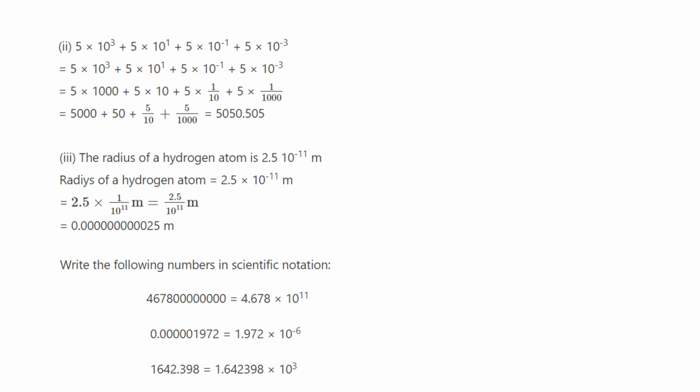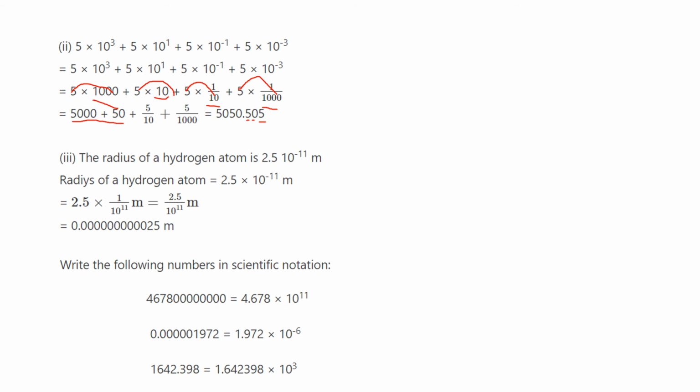Five into 10 cube plus 5 into 10 to the power 1 plus 5 into 10 to the power minus 1 plus 5 into 10 to the power minus 3. We have to write it in standard form. 10 cube means 1000, 10 to the power 1 is 10, 10 to the power minus 1 is 1 by 10, and 10 to the power minus 3 is 1 by 1000. So next you multiply: 5 into 1000 is 5000 plus 5 into 10 is 50 plus 5 by 10 plus 5 by 1000. So 5050, add it, point, 5 in the tenths place, and no hundredths, so 0, and 5 in the thousandths.